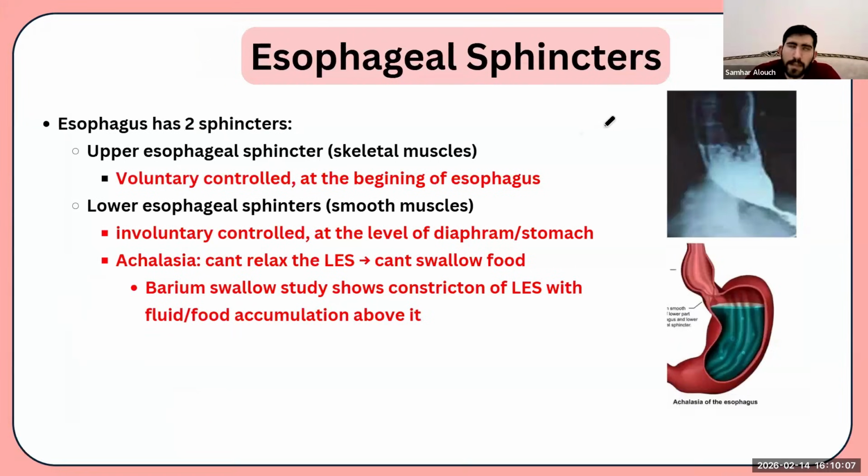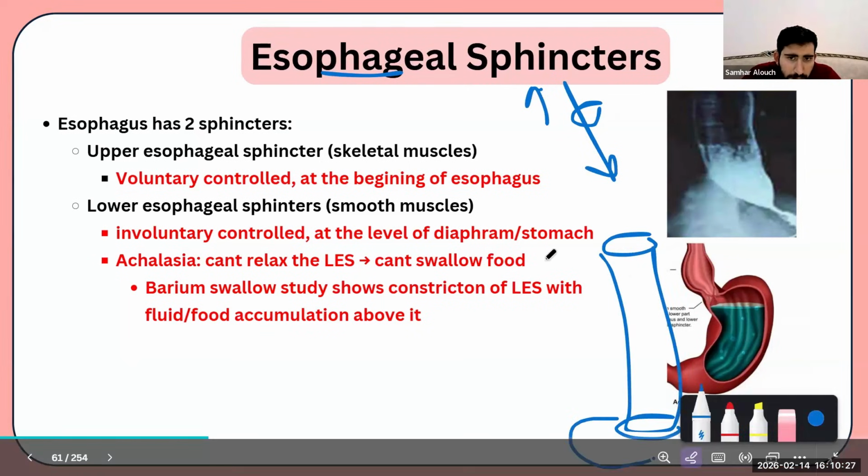Now let's talk about the esophageal sphincter. As I said, the esophagus is made of muscles. We have sphincters, which are like a gate, open and close, okay? When it opens, it will allow food to enter. When it closes, it will not allow food to pass. The esophagus has two sphincters, one upper sphincter and one lower sphincter at the stomach.